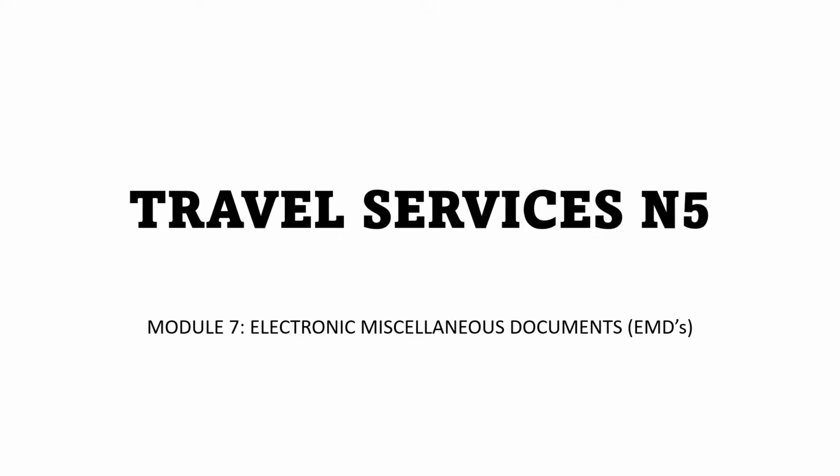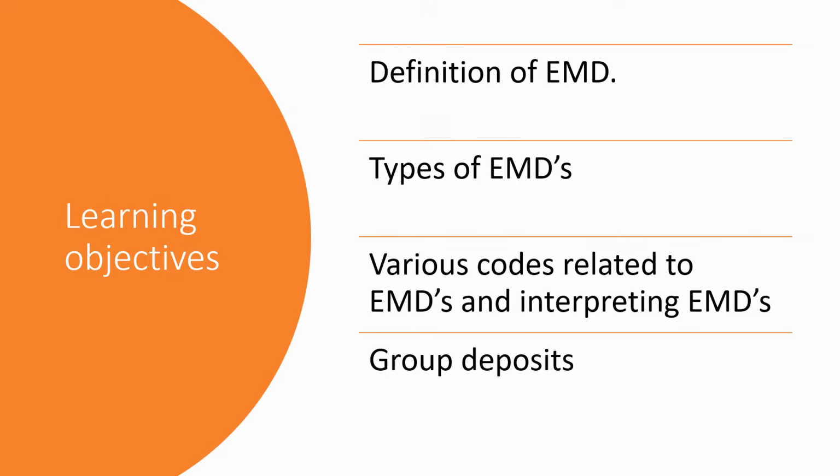We'll be dealing with Module 7, which is Electronic Miscellaneous Documents, also known as EMDs. After completing this module, you'll be able to define what an EMD is, the types of EMDs, which are EMDA and EMDS, the various codes related to EMDs, and also interpreting the EMD. You will also be able to issue group deposits, calculate group deposits, and then issue an EMD based on the calculated group deposit.